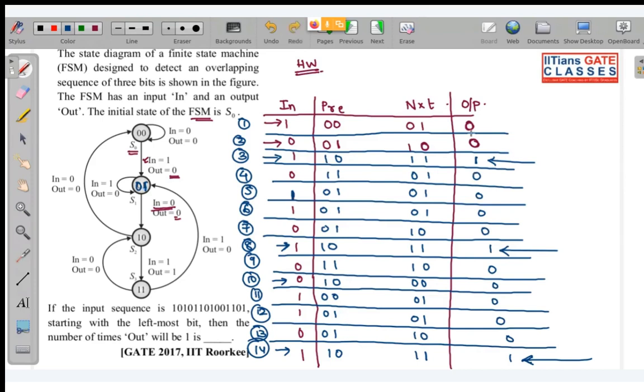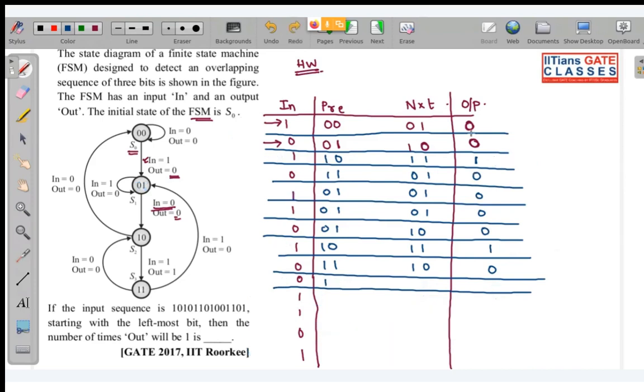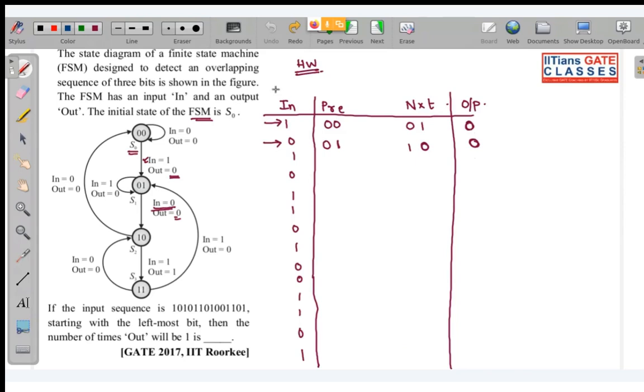Okay, we will do it once more. See, when your present state is 0, 0, I have written all the inputs over here, everything is written. So you can see when present state is 0, 0, input is 1. So I go to 0, 1, and your output is 0. So now your next state is 0, 1. Input is 0. So input 0 means you go to 1, 0. Your output is 0. Okay. So now you are at 1, 0.